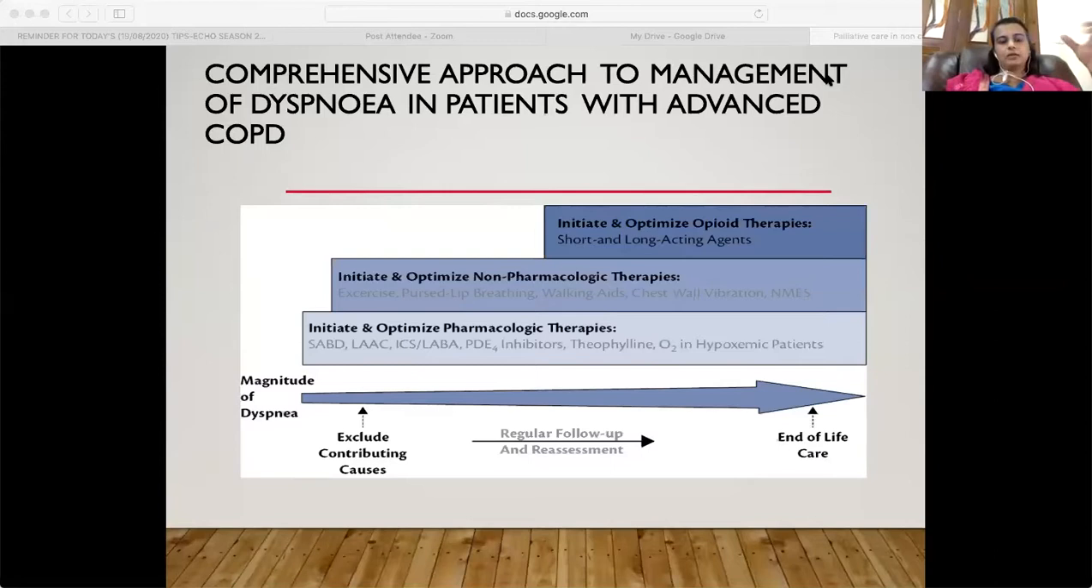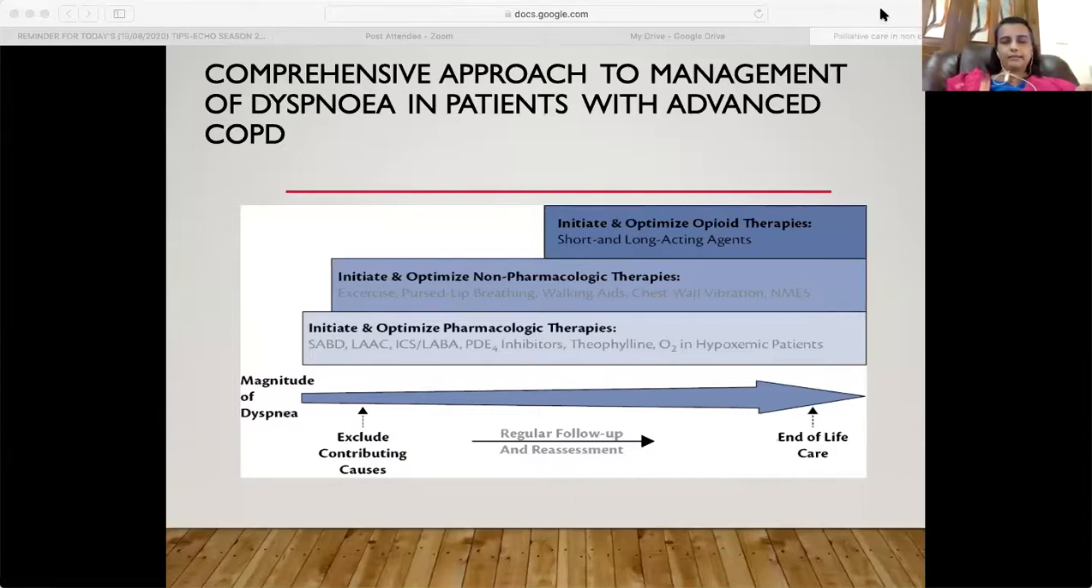So there's an entity called chronic breathlessness syndrome, where breathlessness can be because of any cause, either COPD, heart failure, or even cancer, where they're on the maximum medical treatment possible for their breathlessness, and they're still breathless. Then you go on to the next step, where you can initiate and optimize non-pharmacological management.